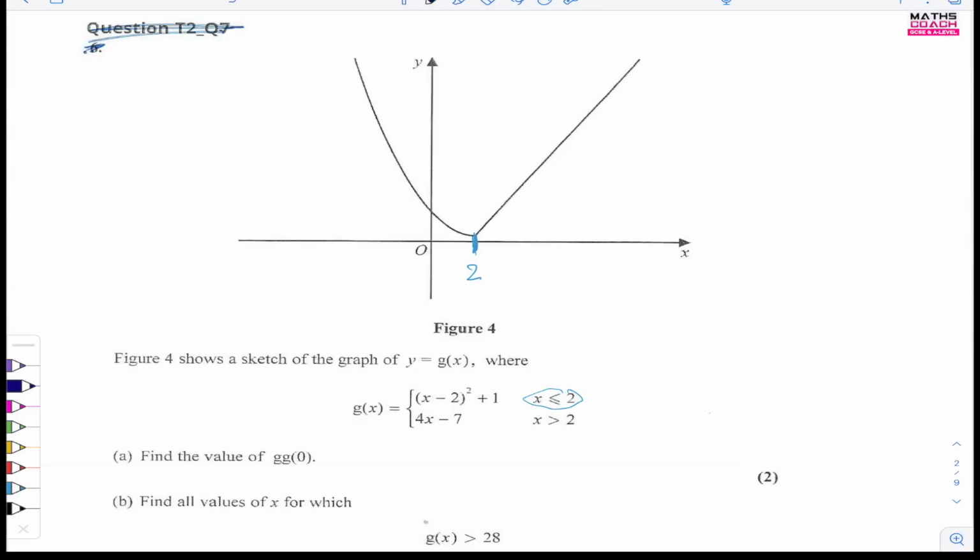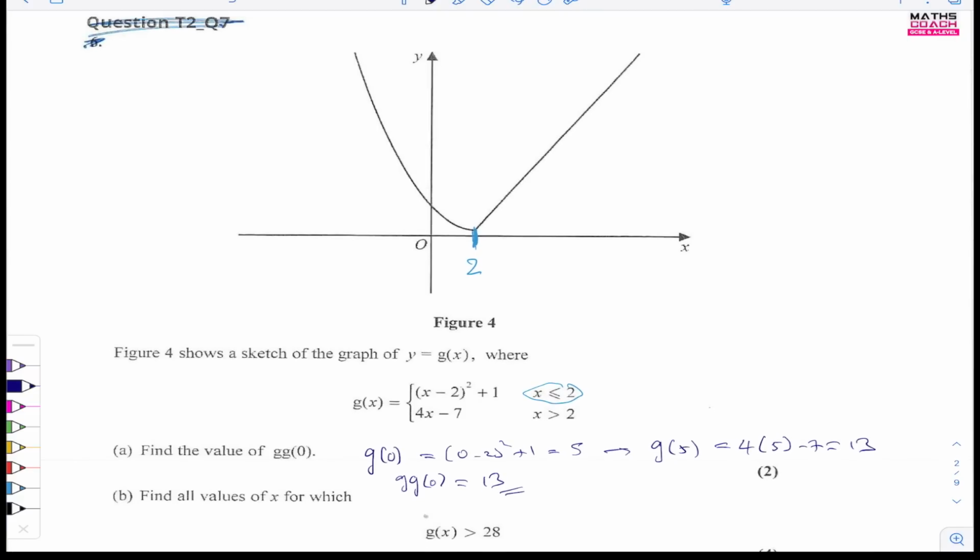Okay, so first part, we're going to work out g of 0. So to work out g of 0, well, 0 is less than or equal to 2, so that goes inside the top one. So you substitute it into the quadratic one. So that's (0 minus 2) squared plus 1. That gives you 5. So then that goes back into the g. But now the input is bigger than 2, so we use the linear one, which is 4 times 5 minus 7. So that gives you 13. So therefore g of 0 equals 13.